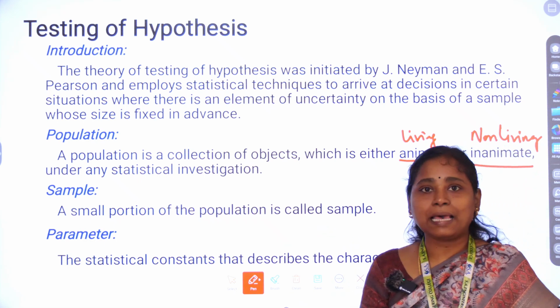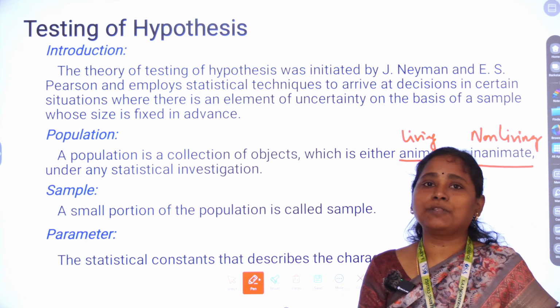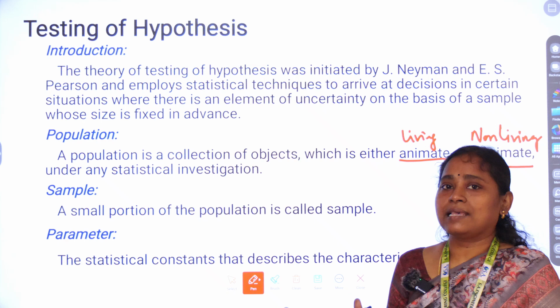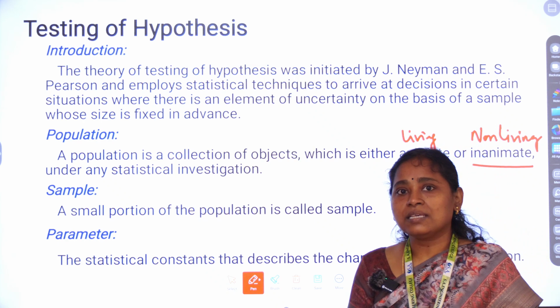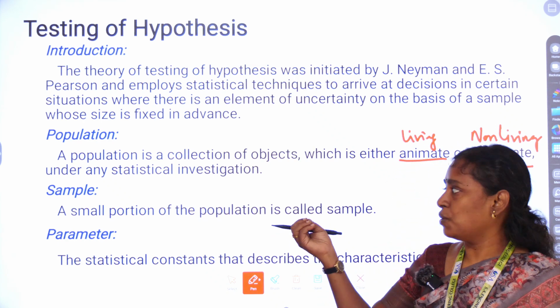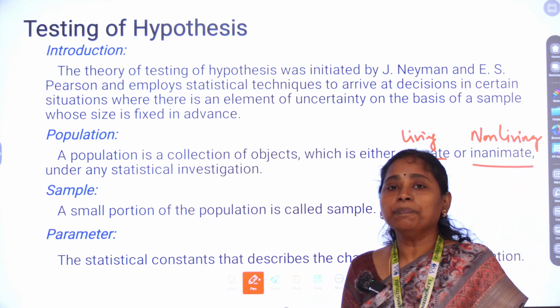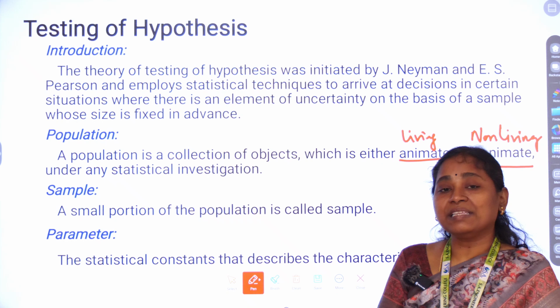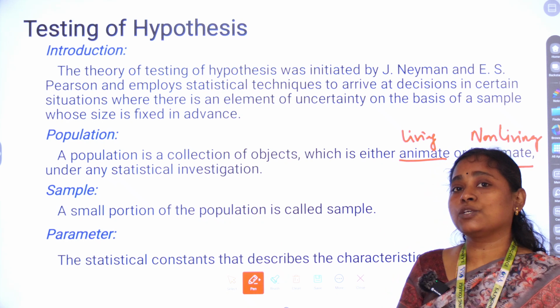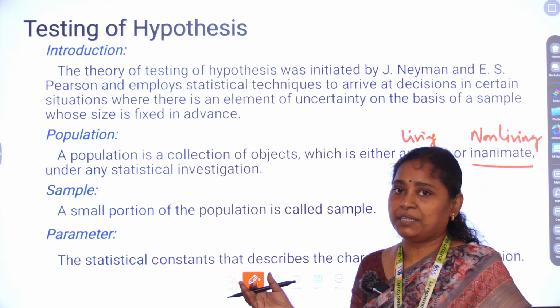Now next one is sample. A small portion of the population is known as sample. In other words, a subset of the population is known as sample. The next terminology is parameter. The statistical constant that describes the characteristic of the population is known as parameter.